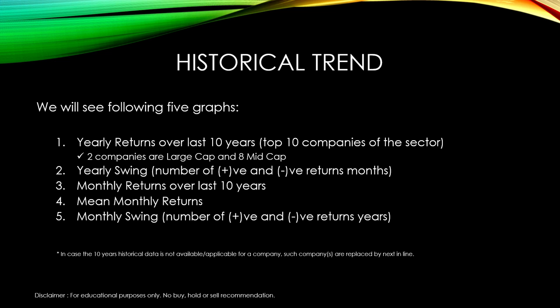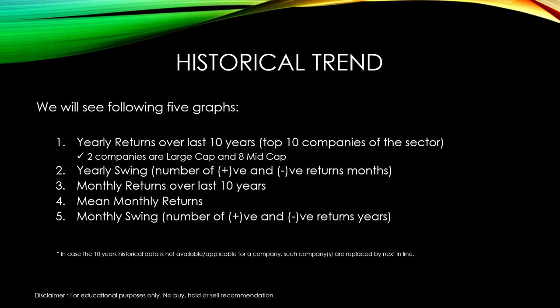Second graph will be the yearly swing graph, in which we'll see the number of positive and negative returns months. The third graph will be the monthly returns over last 10 years graph, in which we'll see the returns, last 10-year returns across every month. The fourth graph will be the mean monthly returns, in which we'll see the average or mean of the returns of last 10 years across every month.